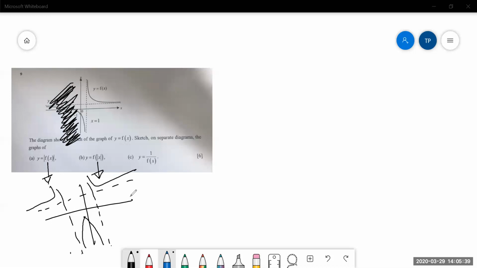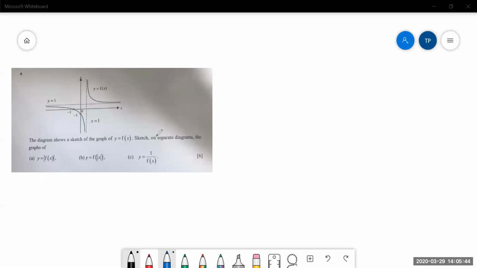Understand? Yeah. So for 1 over f(x), if you look at the cheat sheet, we always deal with the asymptotes first, SIA. Okay, we always deal with the asymptotes first. That's step 1.